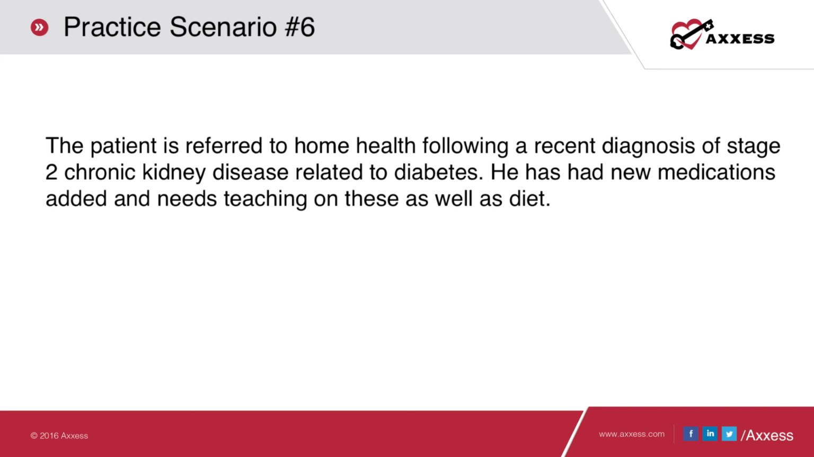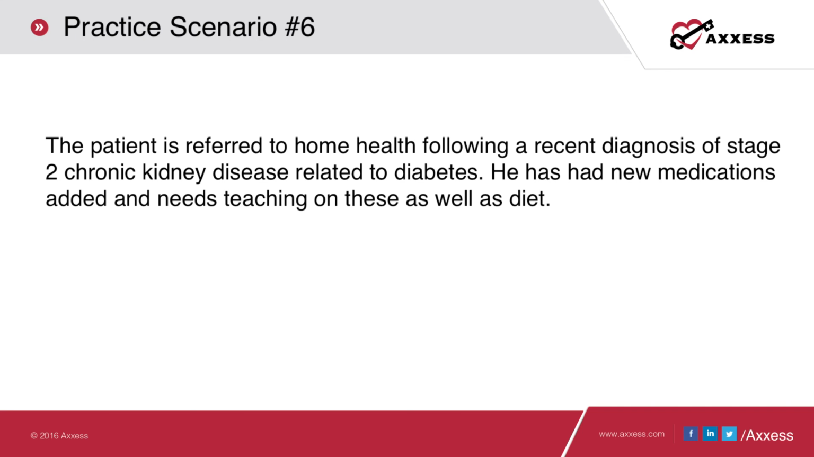Now, the difference between scenario 6 and scenario 5: in scenario 6, the chronic kidney disease is directly attributed to diabetes. In scenario 5, it only stated that he had hypertension and chronic kidney disease. And when you don't have something else documented as the cause of chronic kidney disease and the patient has hypertension, you are to assume that they are related and code I12 like we did in scenario number 5.